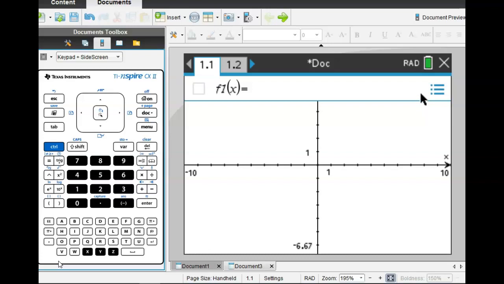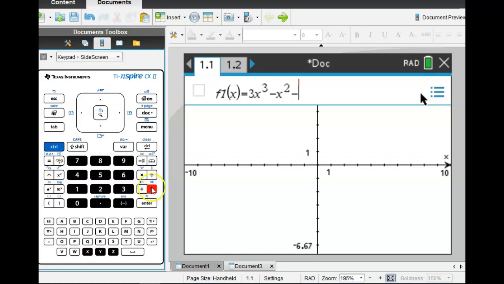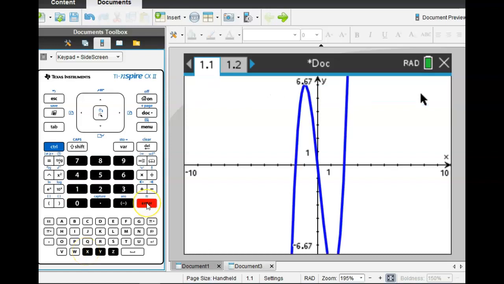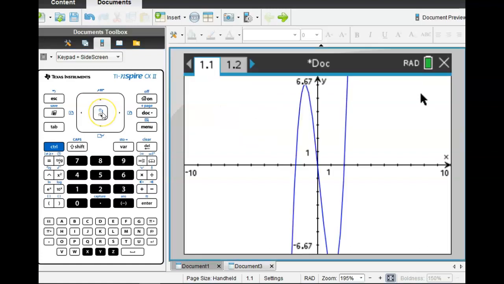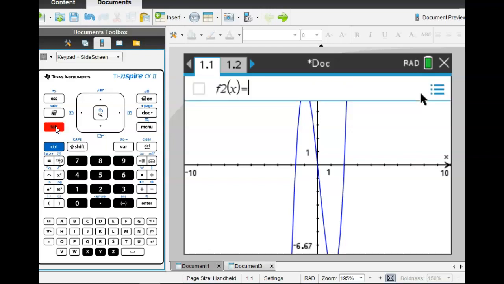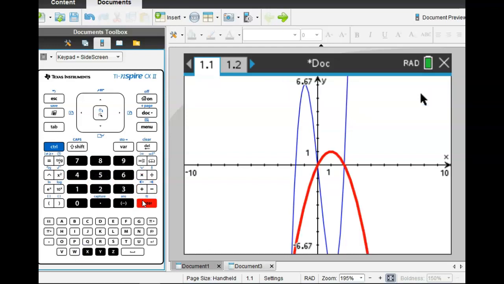All right, so 3x cubed minus x squared. F2 is going to be negative x squared plus 2x. Okay, so it should look like that.